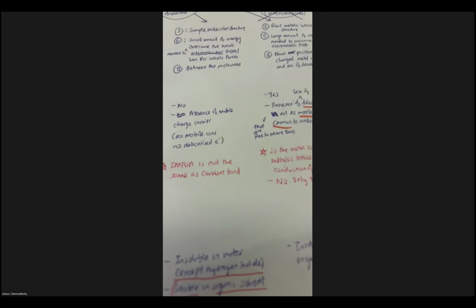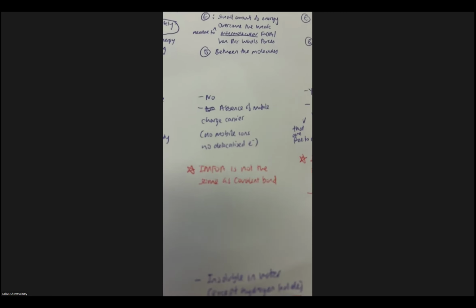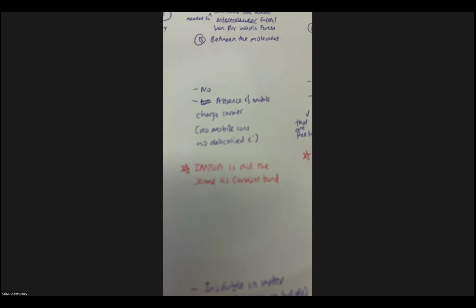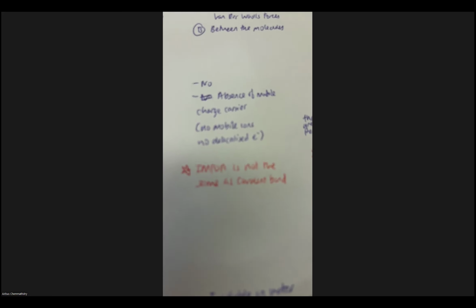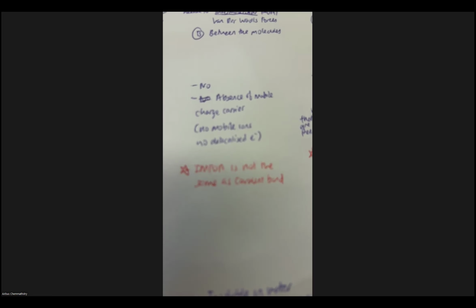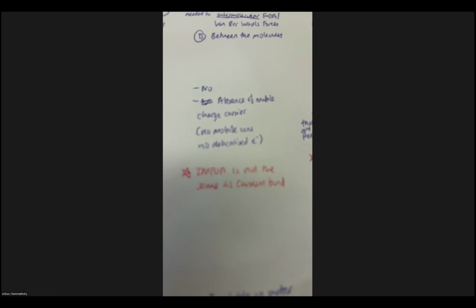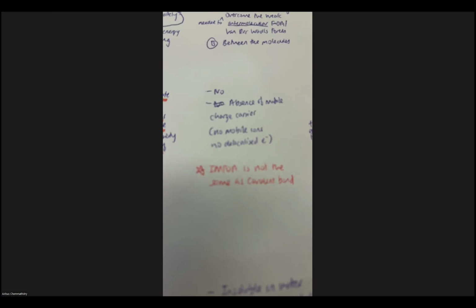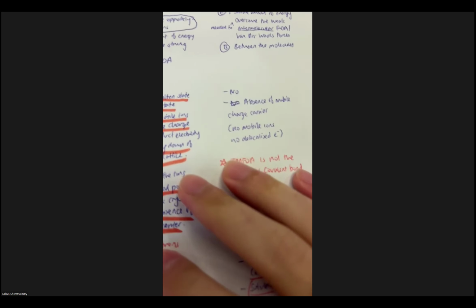One other misconception that I wanted to clarify here is that IMFOA is not the same as covalent bond, because a covalent bond is actually an intramolecular bond, and when you say it's an intramolecular bond, it means it's within the molecule. IMFOA is actually intermolecular. That means it's between molecules. For those of you who don't understand what I'm talking about, I'm going to show you in the diagram.